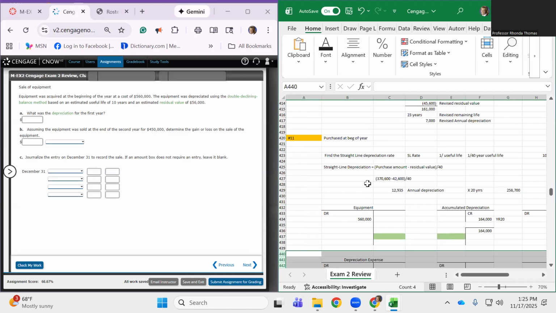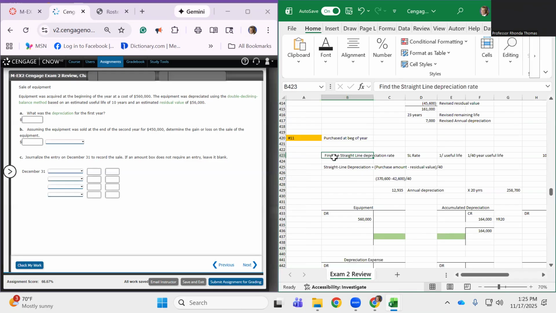Okay, it says equipment was acquired at the beginning of the year at the cost of $560,000. The equipment is depreciated using the double declining balance method based on an estimated life of 10 years and estimated residual value of 56,000. So there is a process to this. The first thing you do is you find the straight line rate. In this case, it's 10 years.